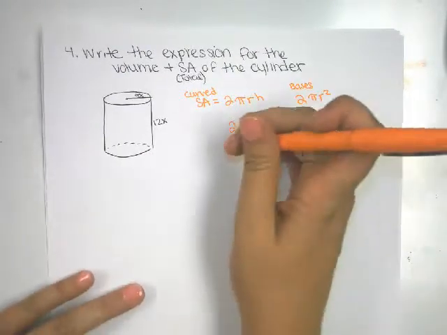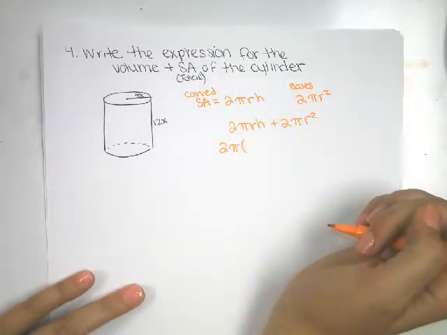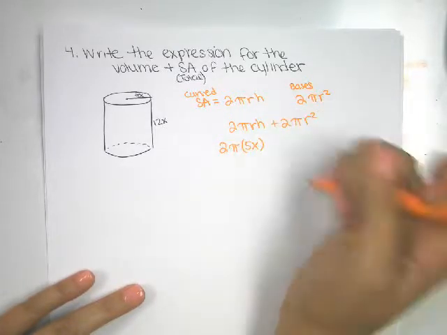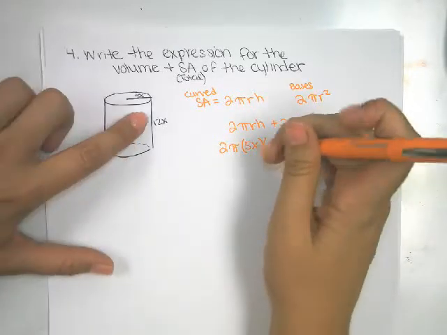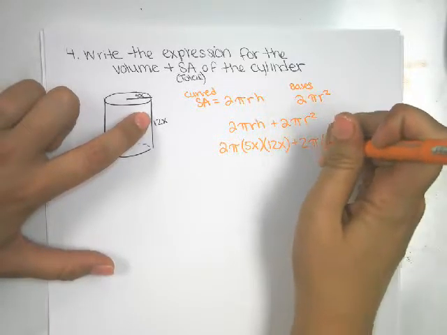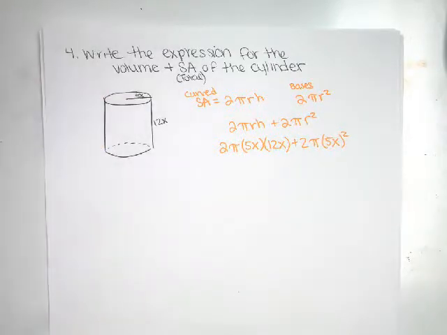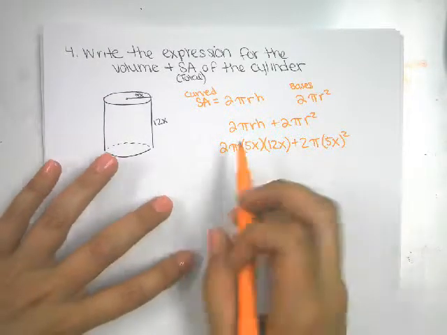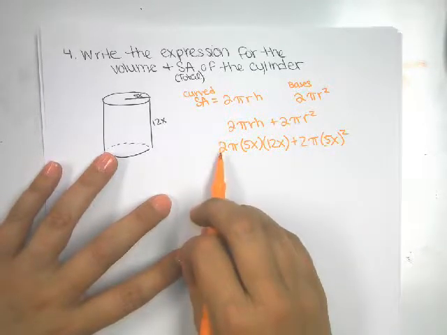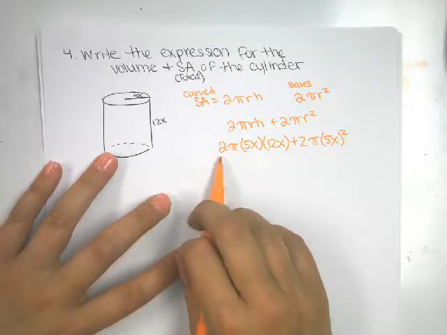This is a formula for the actual whole thing. We're going to plug in the values that we know. So 2 pi, r is the radius, 5x, h is the height, 12x, plus pi r squared twice, and r is 5x, so 5x squared. And we simplify. We can't add them together yet because they don't have like terms, so we're going to just put everything together. I'd leave that pi alone.